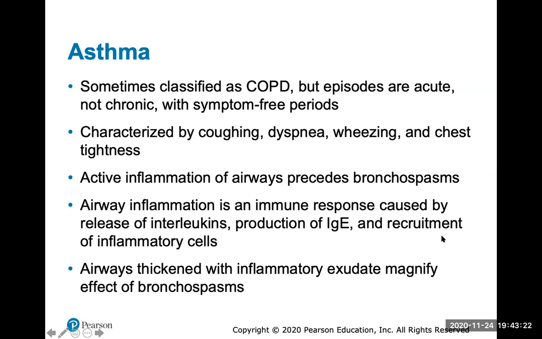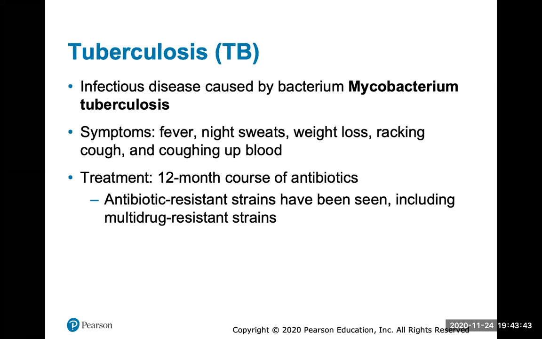Asthma is sometimes classified as COPD, but the episodes are usually more acute. Coughing, dyspnea, wheezing, chest tightness. This is acute inflammation of airways. The inflammation is an immune response caused by a release of interleukins. The airways are thickened with inflammatory exudate, and that will magnify the effect of bronchospasms.